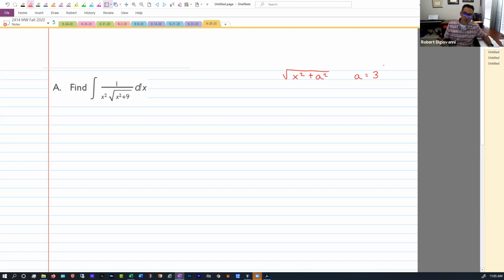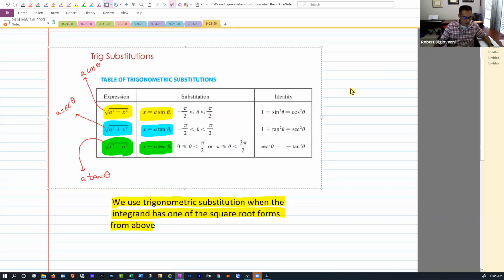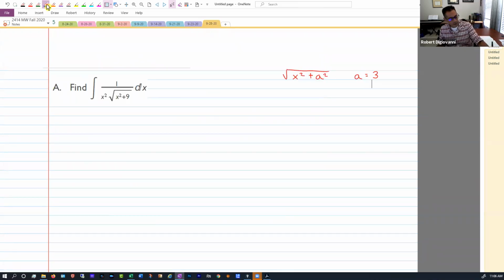So what we need to do now is go to our formulas and determine which trigonometric substitution we're going to make. In this case, we are looking at the blue case, because we have our variable squared plus a constant squared. So we're going to make the substitution x equals a tangent theta. I'm about to make my trigonometric substitution right now. My trig sub is going to be x is equal to a, which is 3, times tangent of theta.